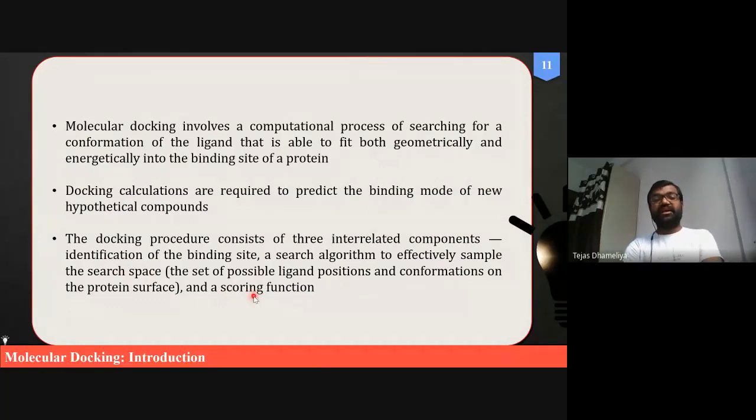The next function is the scoring function. This is another component which is much more important for docking. Just like in a cricket match, we want to judge who is the best batsman. The person who will score more will be considered the best batsman. In the same way, for molecules, if we are doing docking, we want to identify the best molecule, which will have the highest binding energy or highest docking score. That molecule will be considered the best molecule.